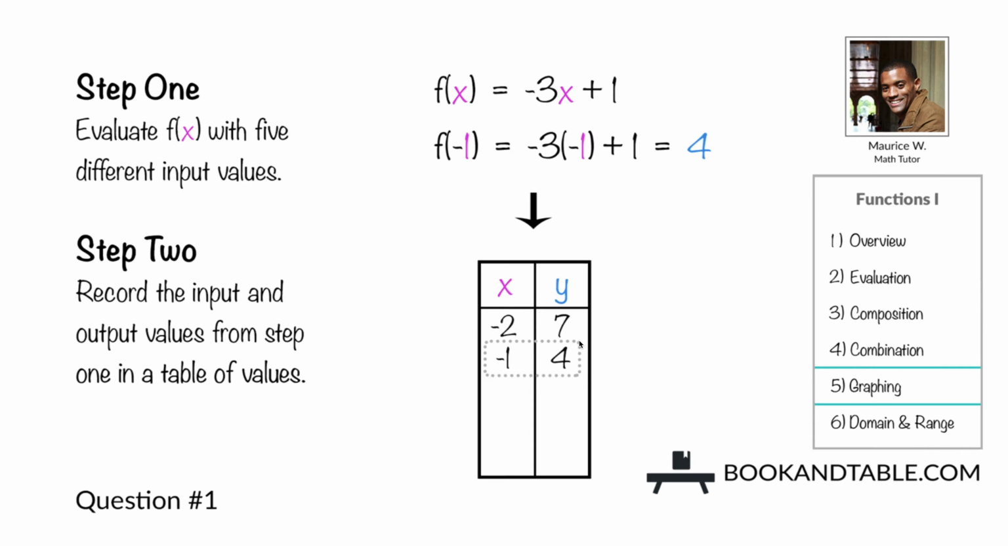And now we plug in -1 for x, showing us f of negative 1 is equal to negative 3 times negative 1, which is 3, plus 1 would give us positive 4. So the input is negative 1 and the output is 4. We now plug in 0 for x, showing us f of 0 is equal to negative 3 times 0, which is 0, plus 1 would give us 1. So the input value is 0 and the output value is positive 1.